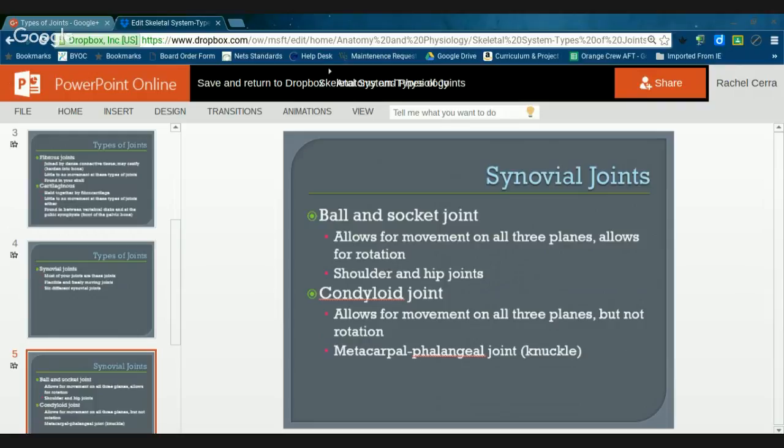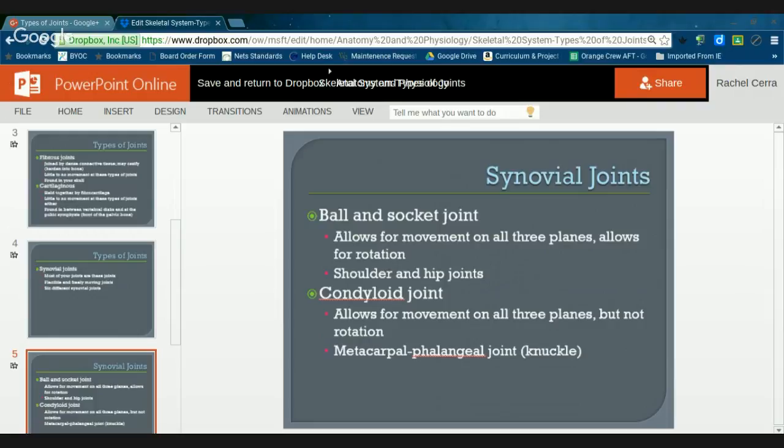The second type of synovial joint we're going to look at is called the condyloid joint. This allows for you to move on all three planes, but it doesn't allow you to go straight up and straight down, so you can't technically rotate it completely. So you can go up, down, back, forward, diagonal, but you can't do that straight up and straight down rotation.